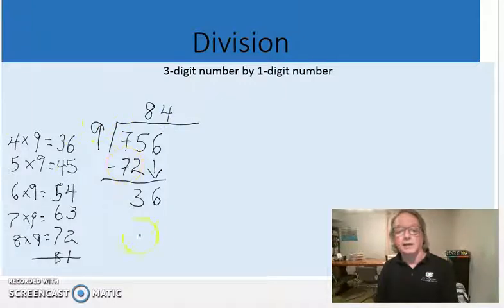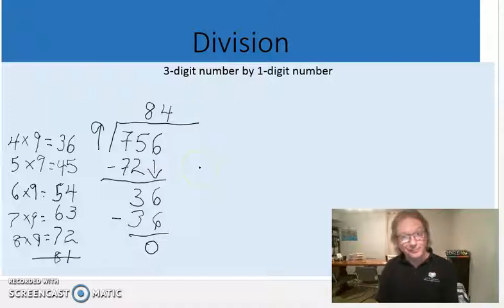4 times 9 is 36, and that, when we subtract, gives us 0. So again, we have no remainder here. If we did have a remainder, like a 4 or 3 or something, we could put remainder 3 up here, or it could turn into a 3/9, which would actually turn into a 1/3 if you know your fractions. Or it could become a decimal, and you could do that as well. But we'll talk about that in another video, or in another division course perhaps.